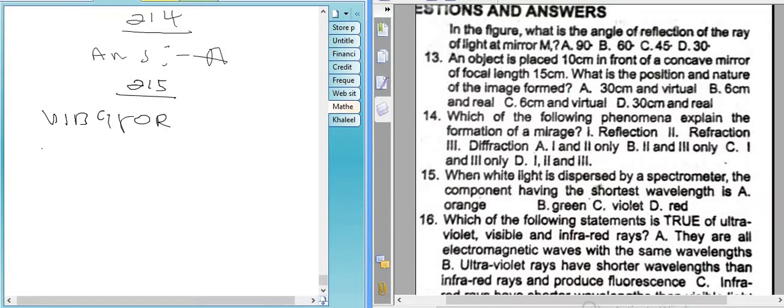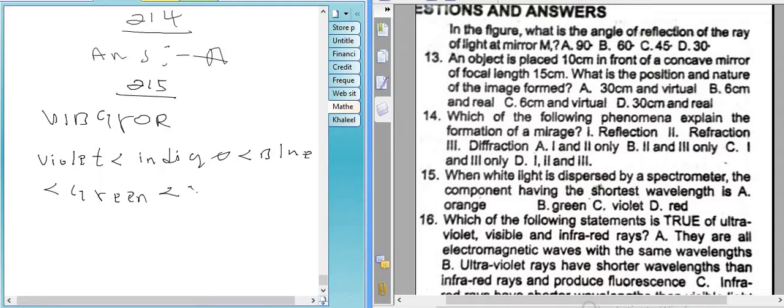So what is this indicating? This is indicating that B is violet. Violet is less than indigo in terms of wavelengths, and less than blue, and blue less than green, and less than yellow, just from the order, and less than orange, and less than red. So looking through this, we can say that violet has the shortest wavelength. Therefore, the correct option is option C, which is violet.